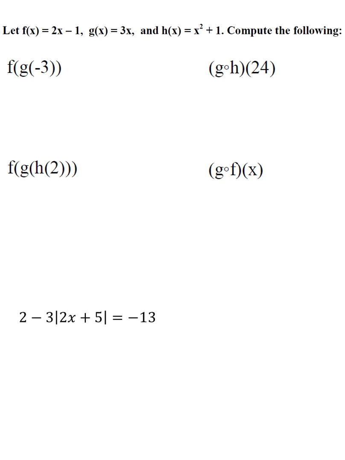Hi, today we're going to be learning how to solve absolute value inequalities. But we're going to start off with the warm-up on composition functions. So go ahead and get out a sheet of paper, write down the following 5 questions, and turn it in when you're done.